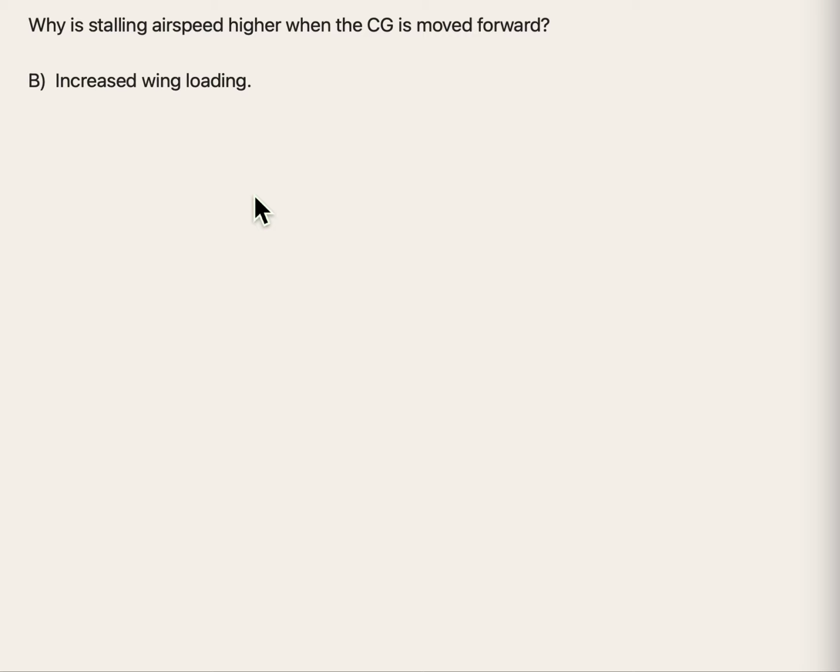Why is stalling airspeed higher when the center of gravity is moved forward? This is caused by increased wing loading. So if you move weight forward in the airplane, you actually have to trim back to keep the nose level, and that causes increased wing loading. The aircraft stalls at a higher speed with a forward center of gravity location, because the stalling angle of attack is reached at a higher speed due to increased wing loading.